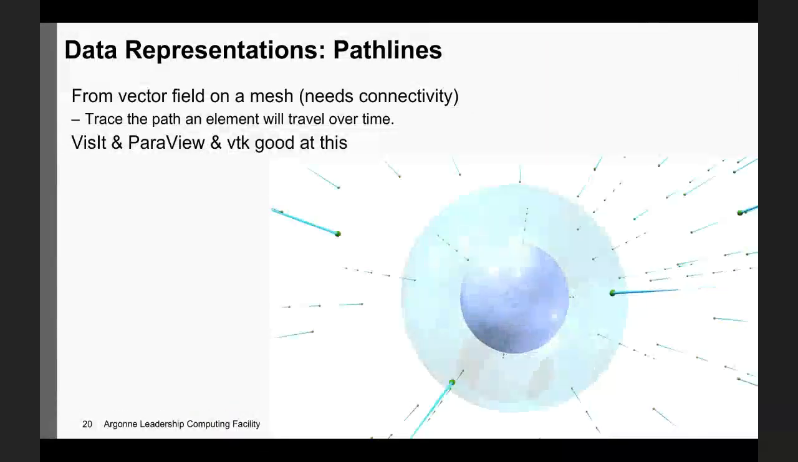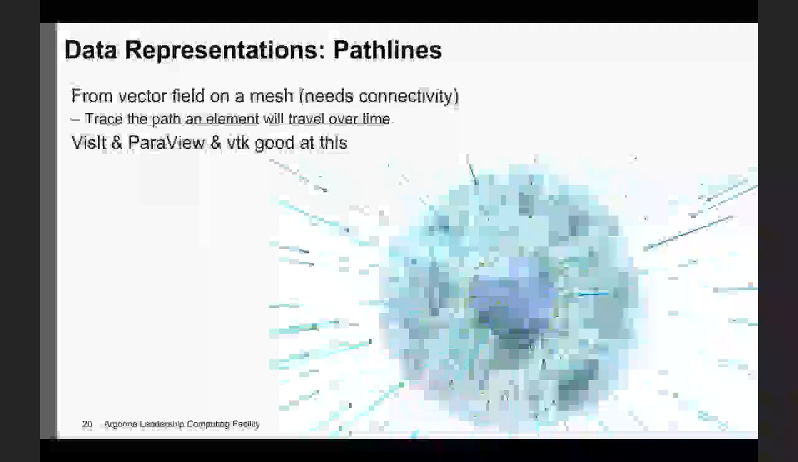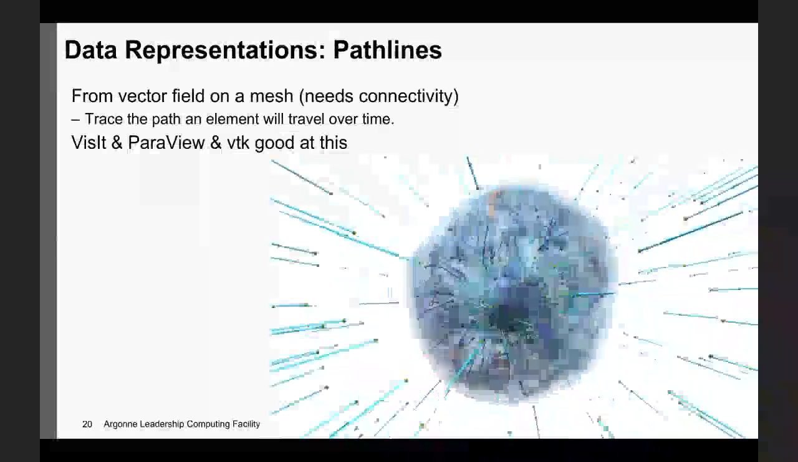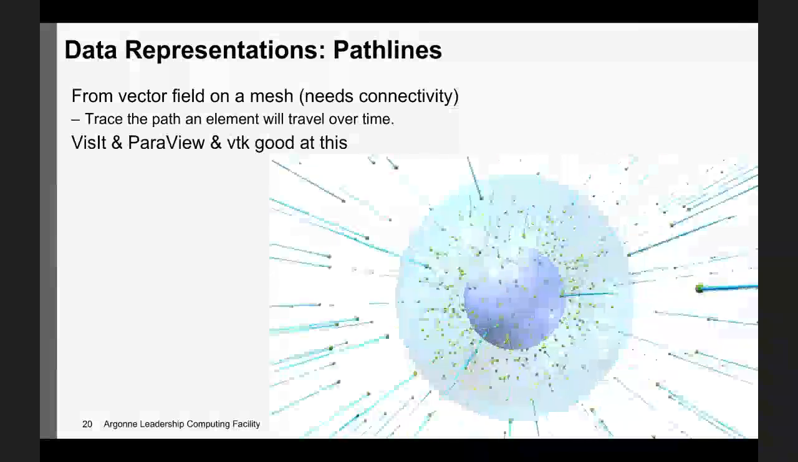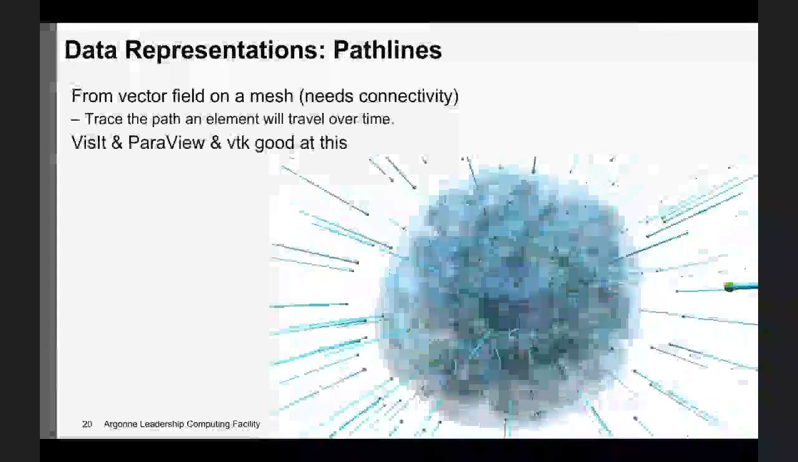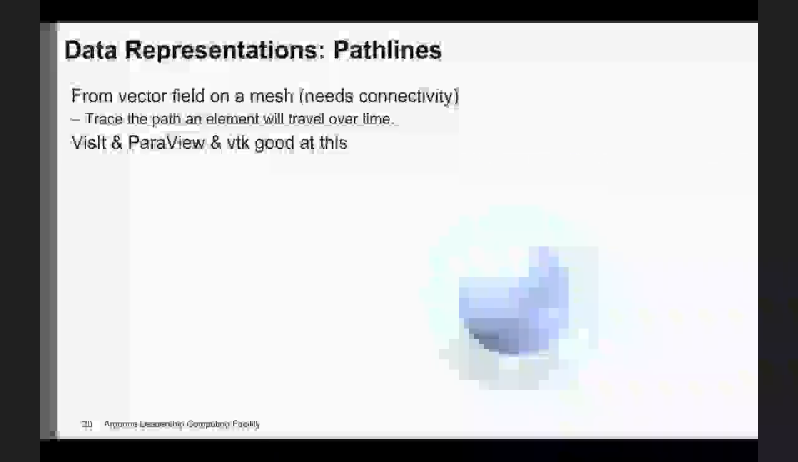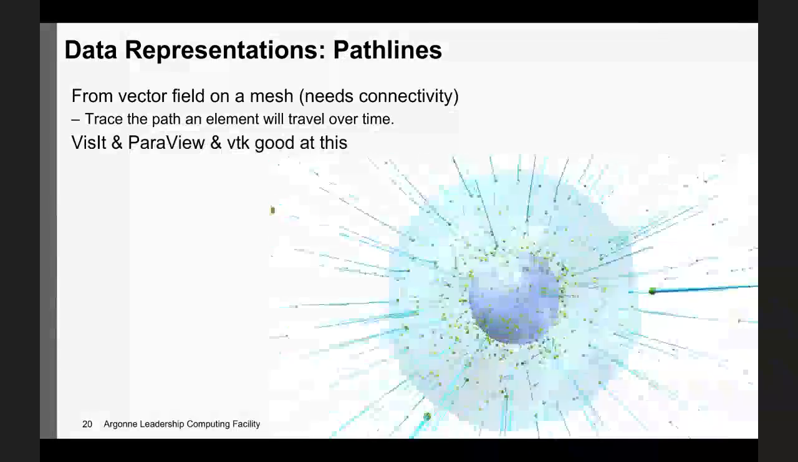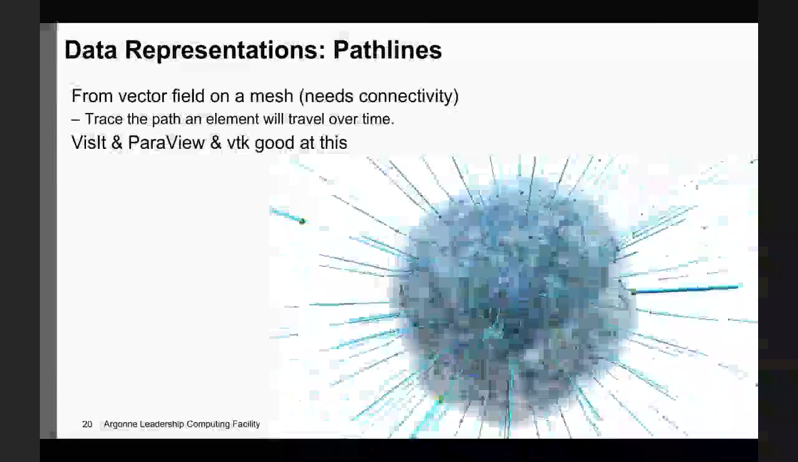So a variation on that is pathlines, which I don't know how well this video is playing, but the difference between the streamlines in the previous one and pathlines here is that the pathlines are time dependent. So they trace the path of an element over time rather than within a single time step. And so it goes from one time step to the next and keeps track of the path that it's followed.